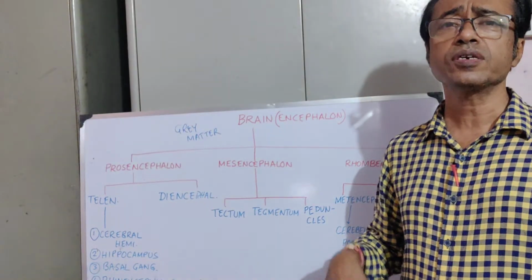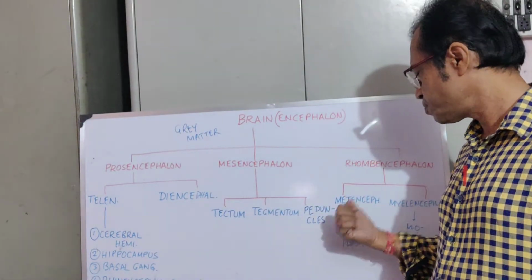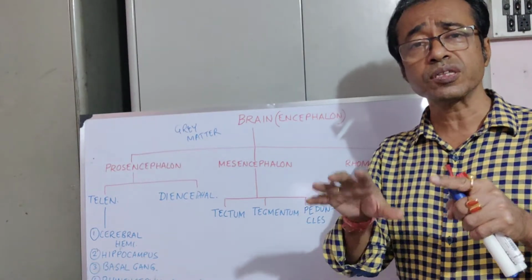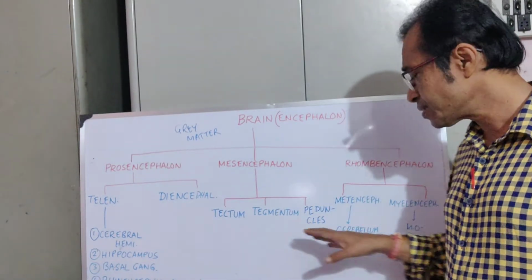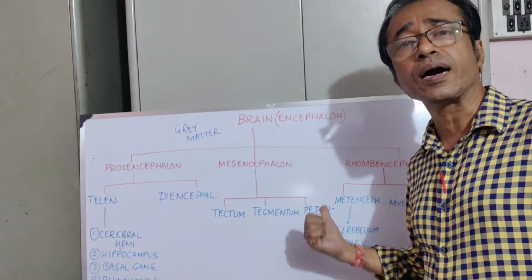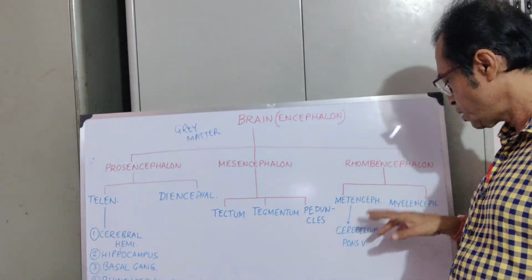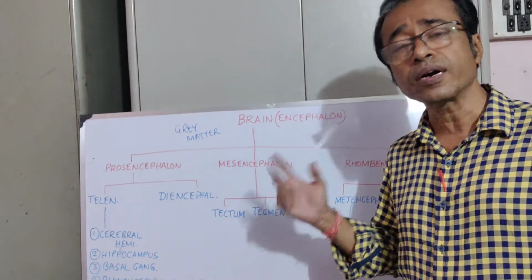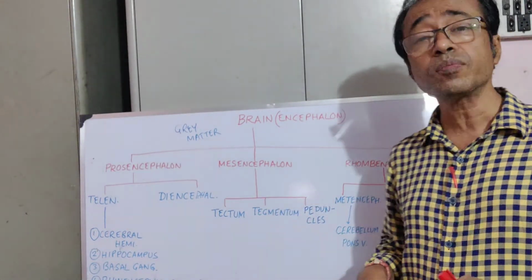Pons varolii is another part of metencephalon. The word pons means bridge. It acts as a bridge between forebrain and hindbrain. Coming to myelencephalon. Myelencephalon is the last part of the hindbrain. It consists of medulla oblongata.